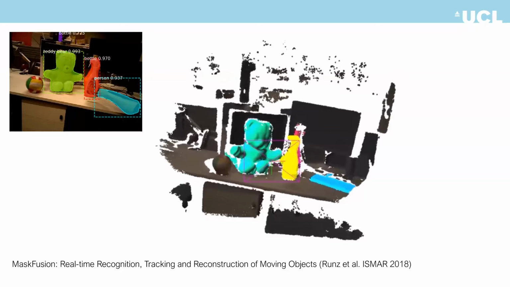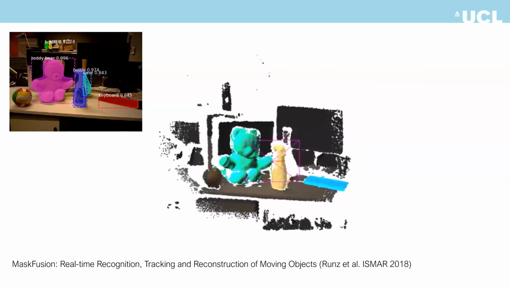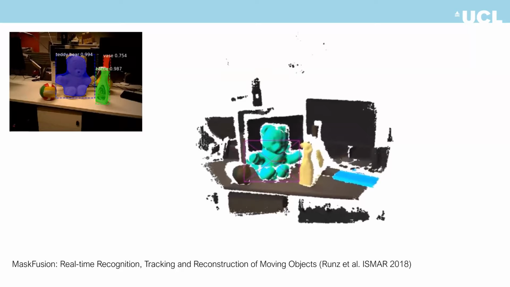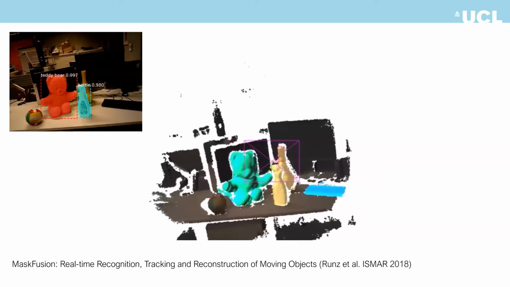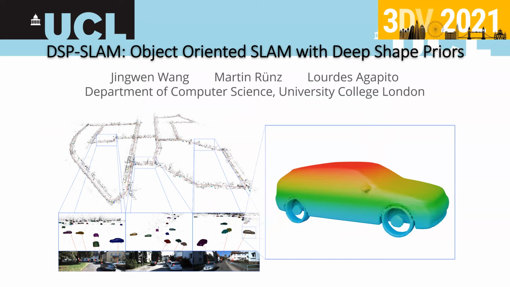But I think the biggest issue you can also tell is that it is unable to reconstruct the non-visible part of the object, like the teddy bear. It looks like a piece of paper, so what's behind it is empty. So the question is, can we also do some tricks to reconstruct the non-visible part? The next paper I'm going to introduce is DSP-SLAM, which solves exactly that problem.